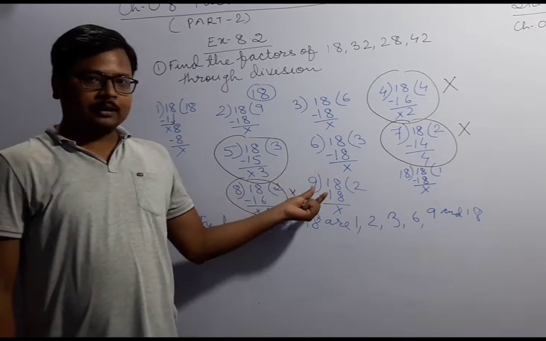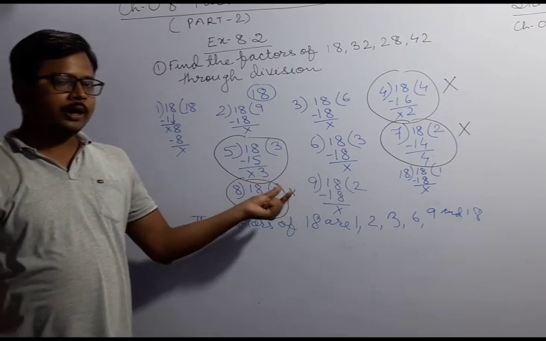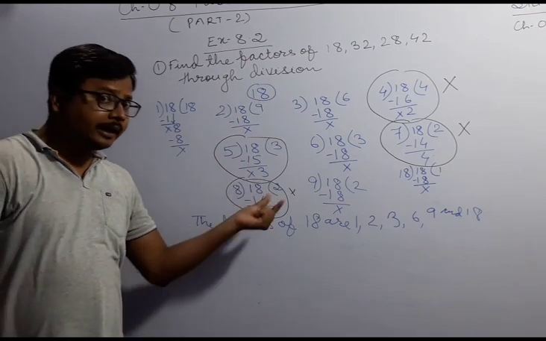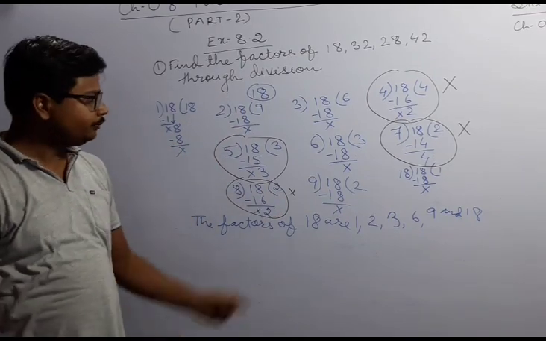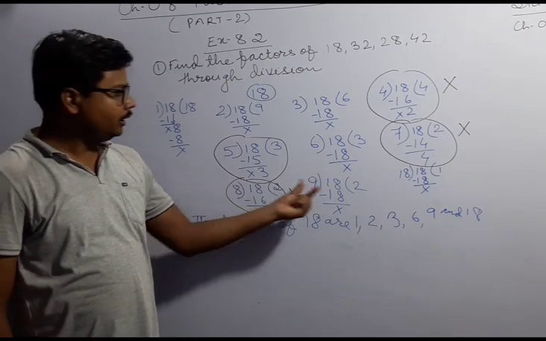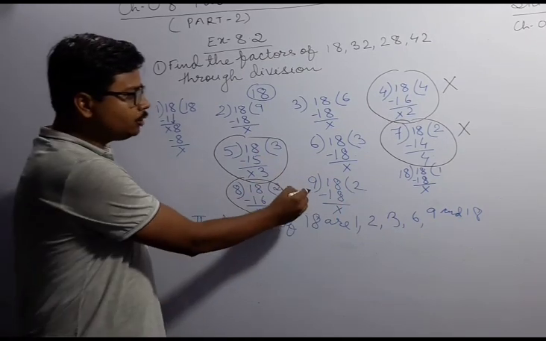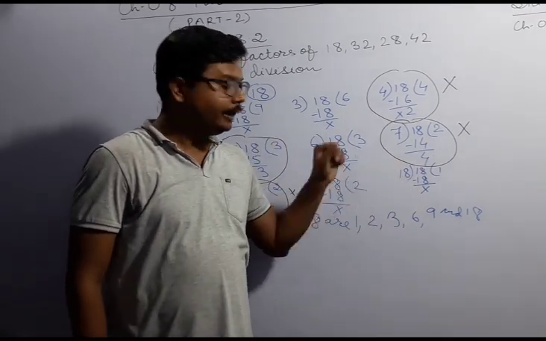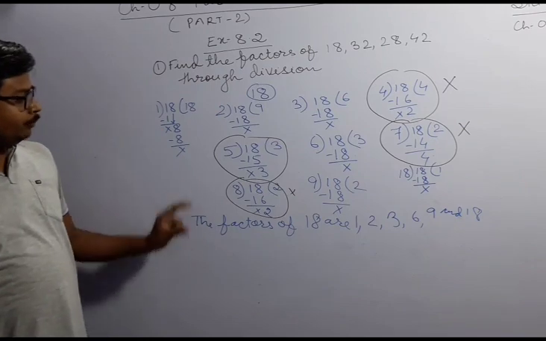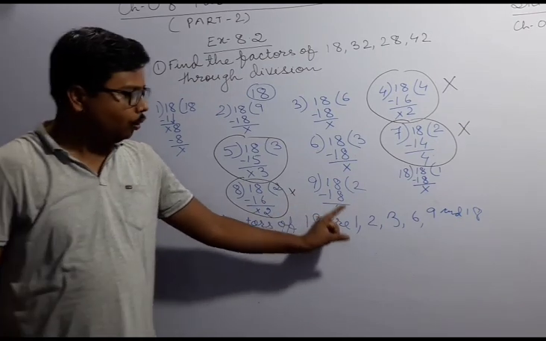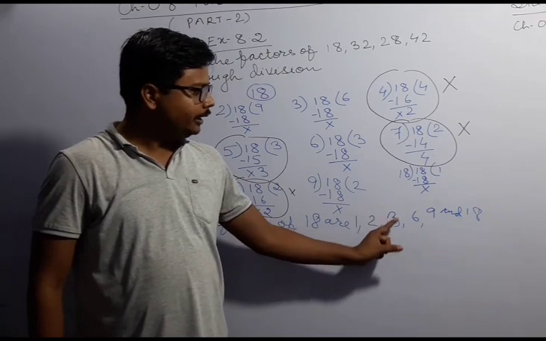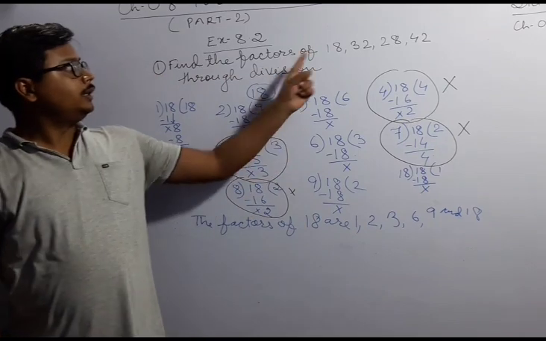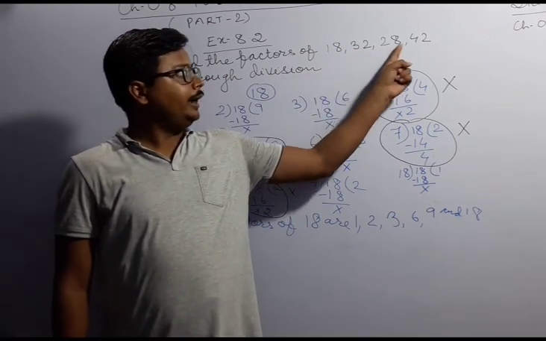Now 9. So 9 is a factor, and as I have told you earlier, the factor till half of this number will be the second last factor. Not last, it will be the second last. So when we divide 18 by 9, 9 twos are 18. So 9 is also a factor of 18. And the last factor will be the number itself, that is 18. As you can see here, I have written, the factors of 18 are 1, 2, 3, 6, 9 and 18 itself.